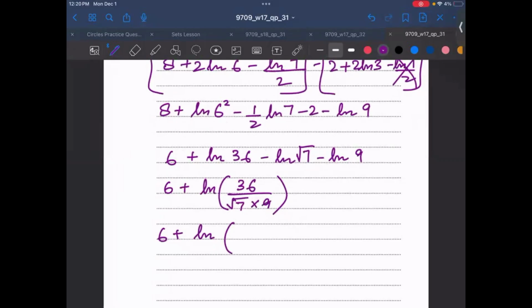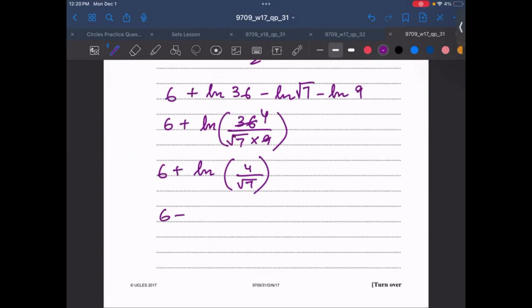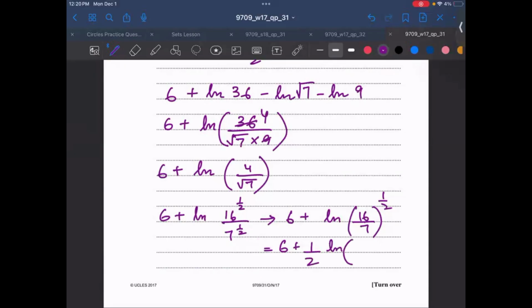So we can write it as 9 1s are 9, 4s are 4 upon root 7, and 4 can be written as 16 to the power of half, and this is divided by 7 to the power of half. So we can write it as 6 plus ln of 16 upon 7 to the power of 1 upon 2, and then we bring the 1 upon 2 as coefficient and write it as 6 plus half ln of 16 upon 7.